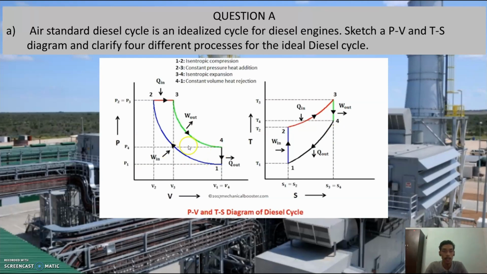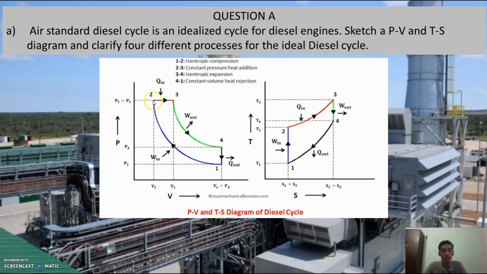On my left, this is a PV diagram, and on my right, this is a TS diagram. We're going to start with the first process, process 1 until 2, which is called isentropic compression. This process comes after the intake process. In a CI engine, the intake is only air, unlike a spark ignition engine where it's a mixture of air and petrol. In this process, air is compressed in an isentropic manner.